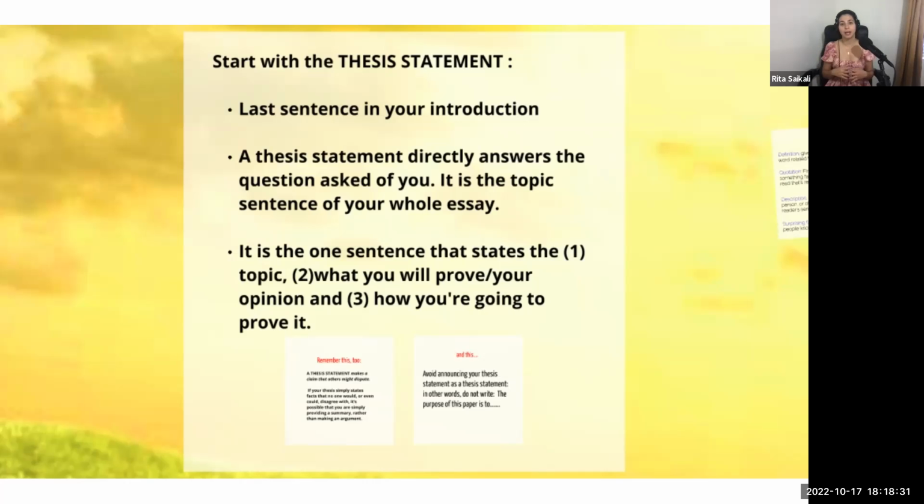A thesis statement directly answers the question asked of you. It is the topic sentence of your whole essay. For every essay that you write, there is a prompt that asks you to write something. For example, one of the essays we did in class was about telling us who you are, or who you think you are. The thesis statement answers that question directly. It's not a general statement about who you are. It is exactly the things that you want to talk about.